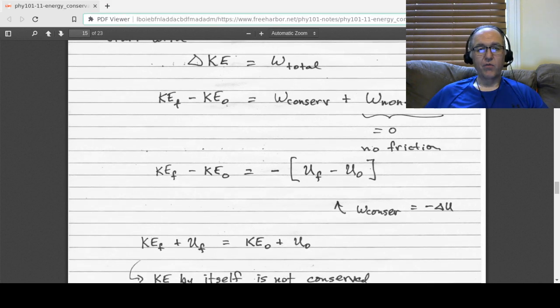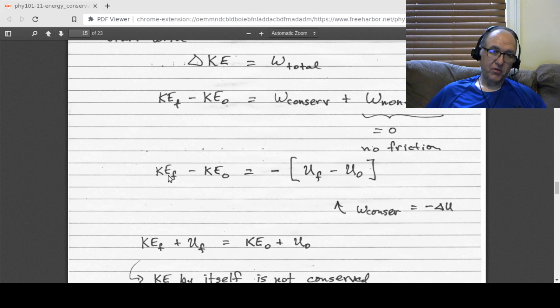And then for our conservative force, because they're conservative, they basically act like this storage system. And so basically your conservative force is just negative the change in the potential energy, all right? And so we get this equation here. Now, at this point, what I want to do is put all the final stuff to one side and all the initial stuff to the other side.